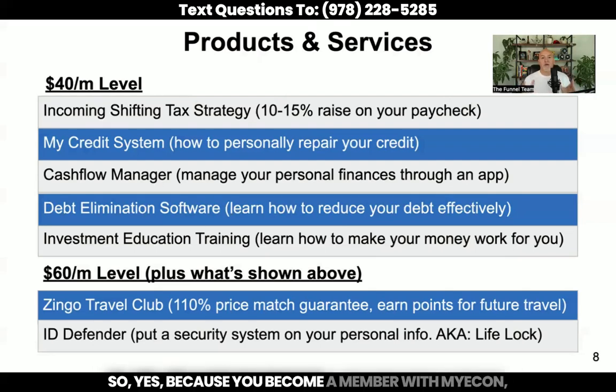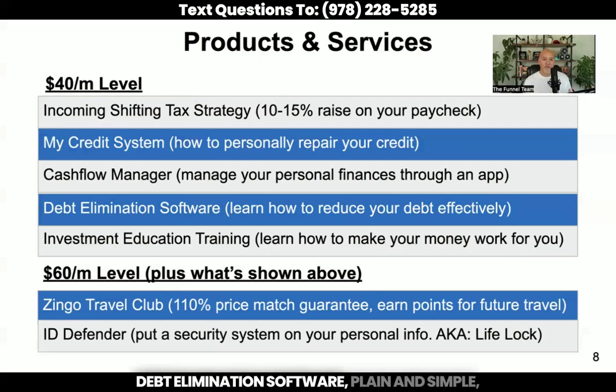So yes, because you become a member with myEcon, you are now a home-based business owner, and you have access to over 200 different tax deductions to help you, again, put even more money in your pocket, because myEcon is all about helping you increase your cash flow. And when you learn these strategies, you're going to see how effective they really are.